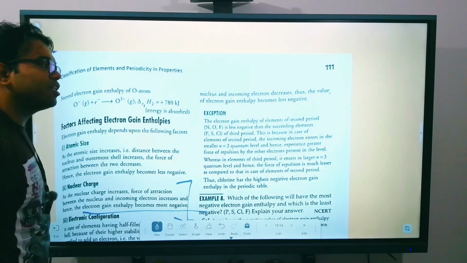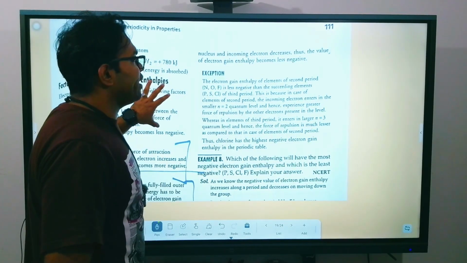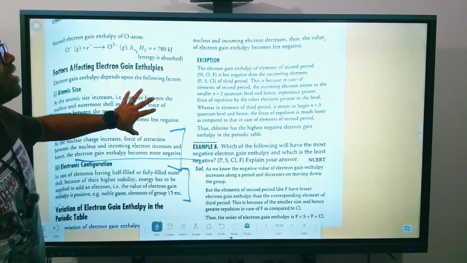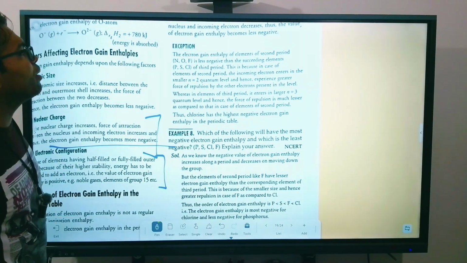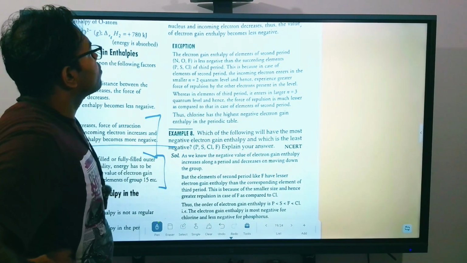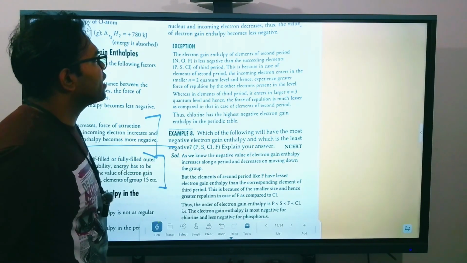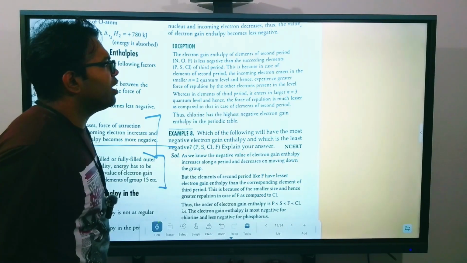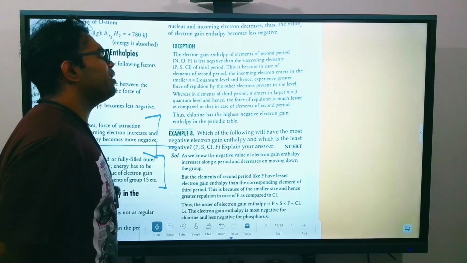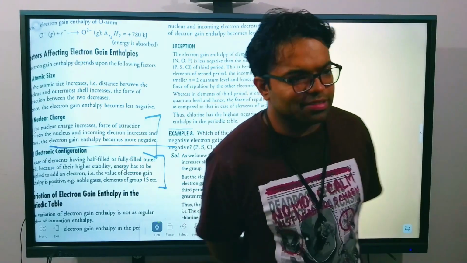Now, exceptions. The electron gain enthalpy of elements of the second period nitrogen, oxygen, and fluorine is less negative than the succeeding elements of phosphorus, sulfur, and chlorine in the third period. Okay, now I'll explain why this is happening.